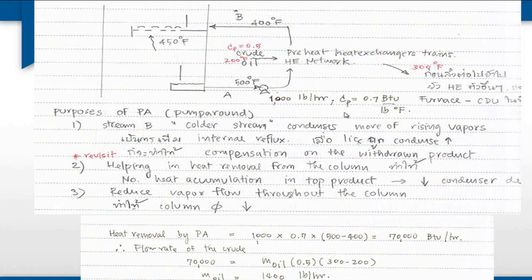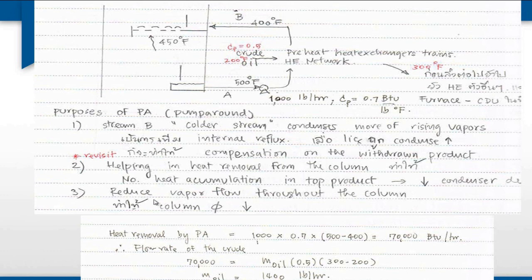The second one is to reduce the heat accumulation inside the stream, because we don't want to accumulate that much heat inside the stream. In this case, we can remove the heat from the column by using the pump around, and that will reduce the condensation load at the top zone.